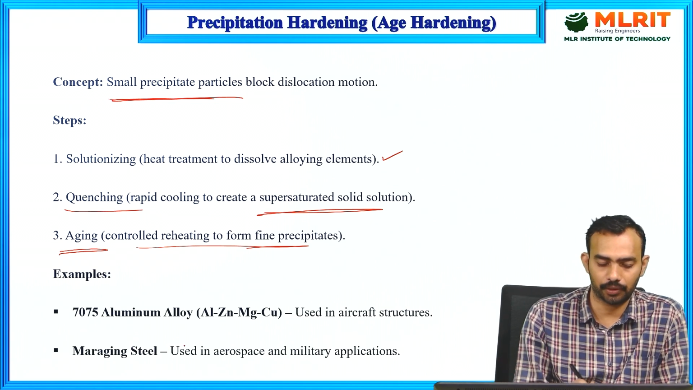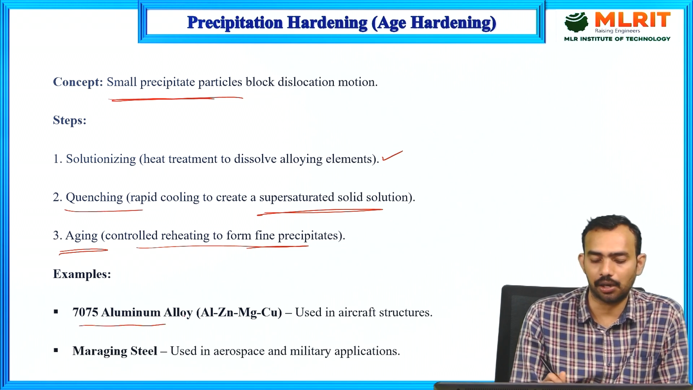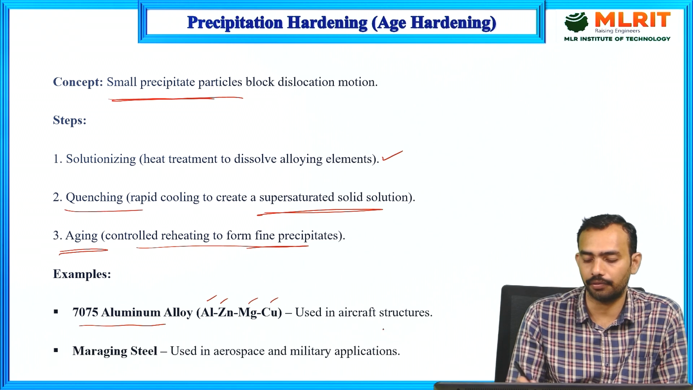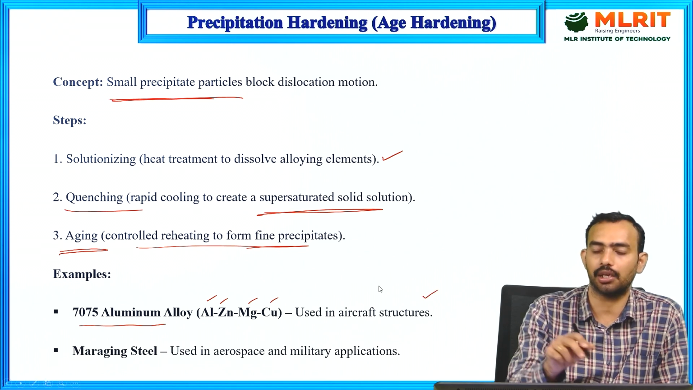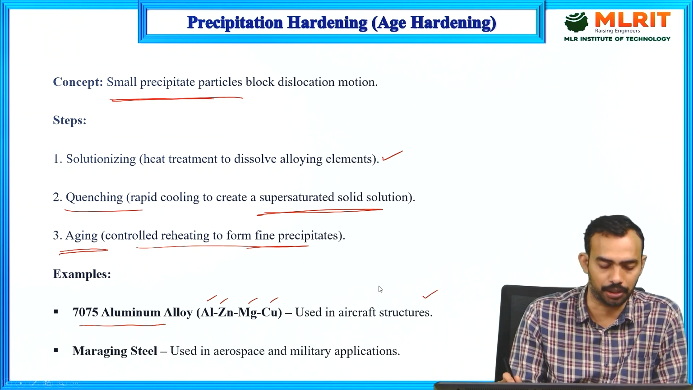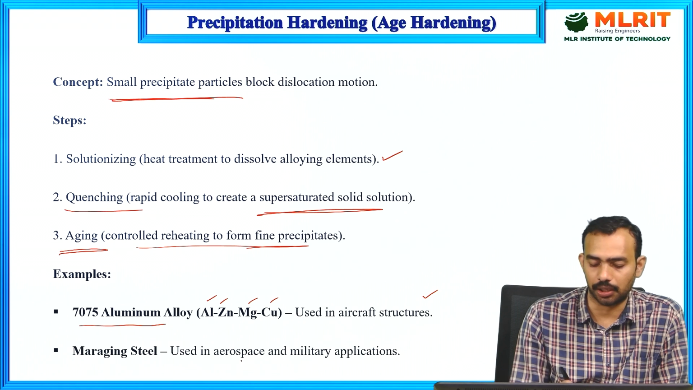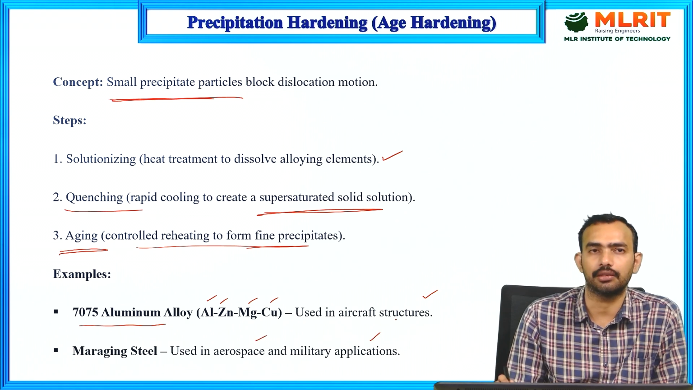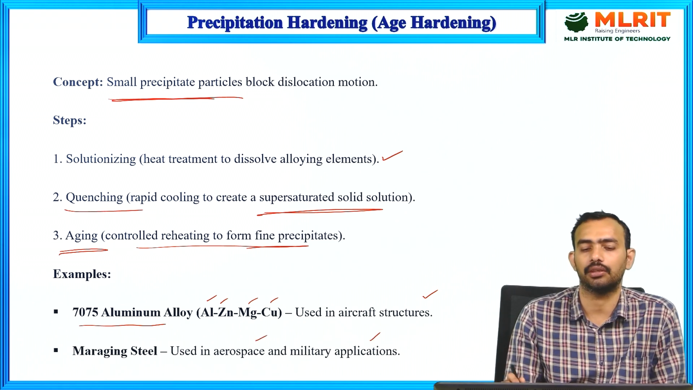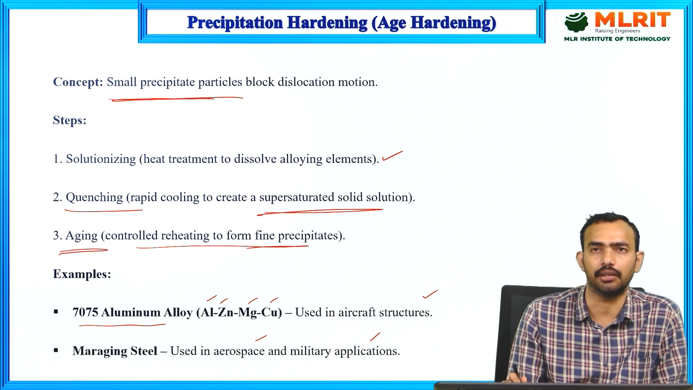So what are the materials that we use? 7075 aluminum alloy, a combination of aluminum, zinc, magnesium, and copper, which is used in aircraft structures. Basically, it will have the precipitates. Then maraging steels, used in aerospace and military applications, are also an example of precipitation hardened material.